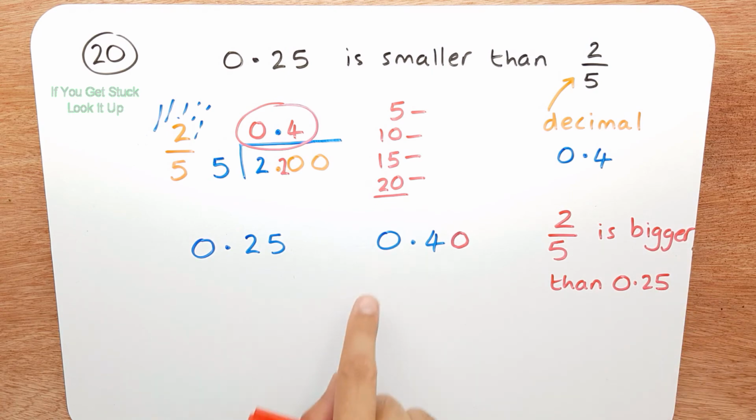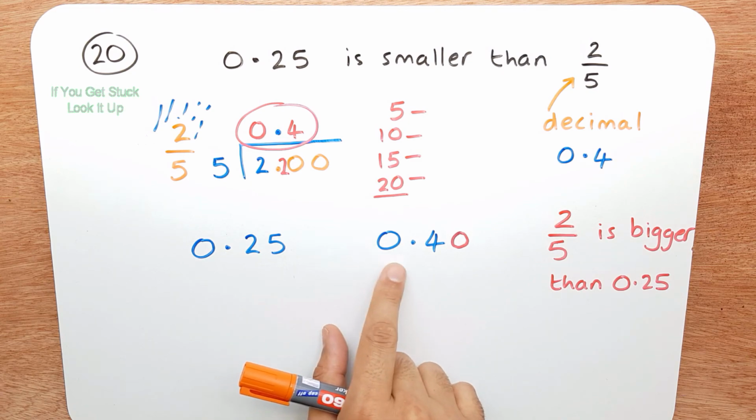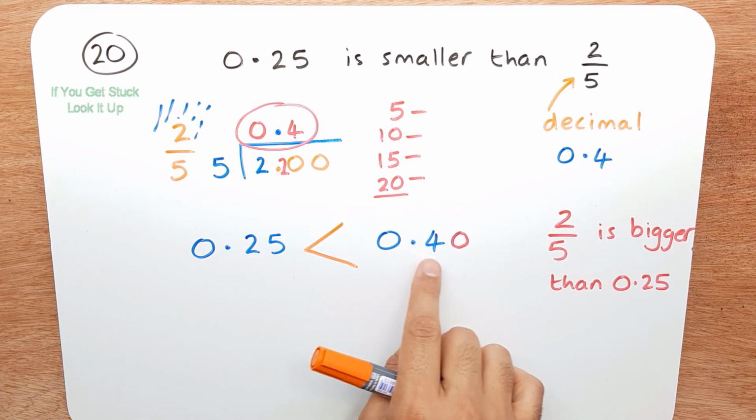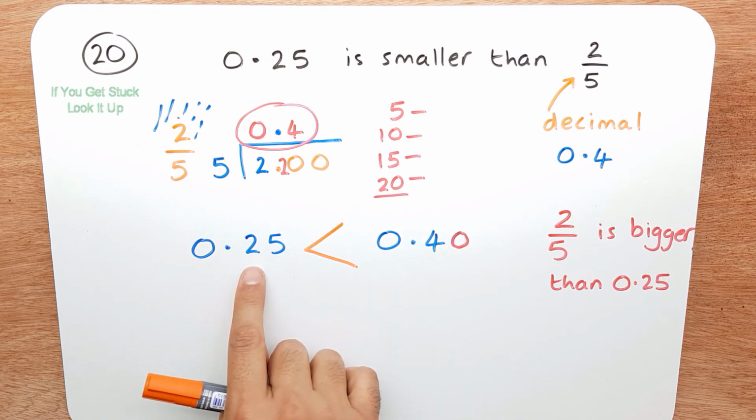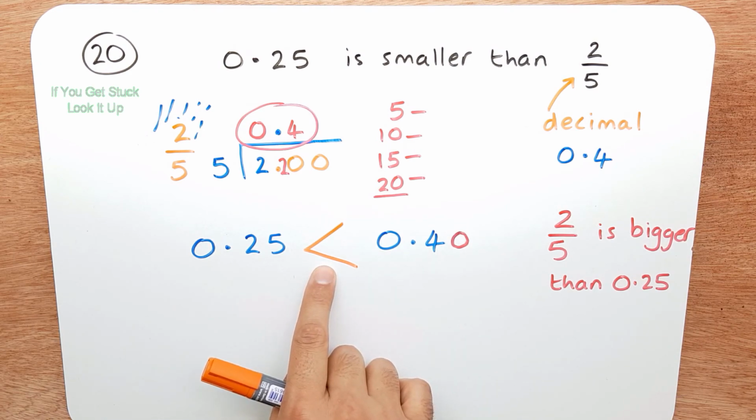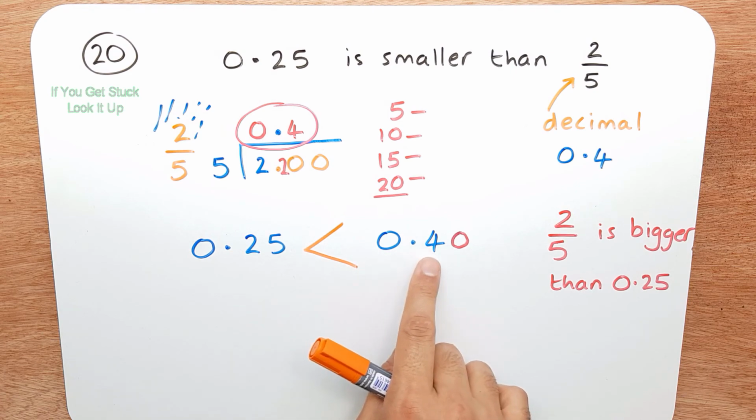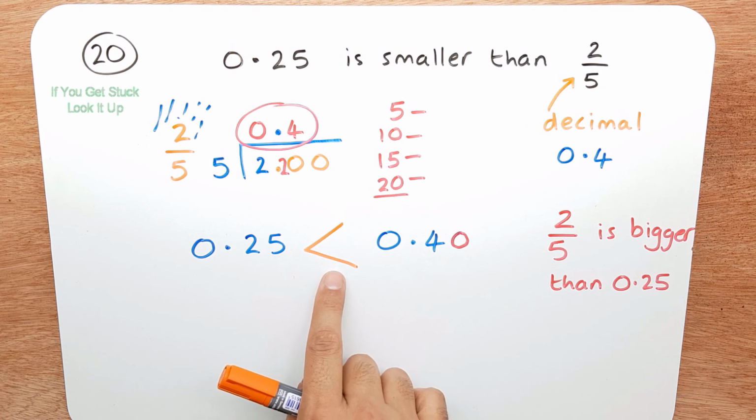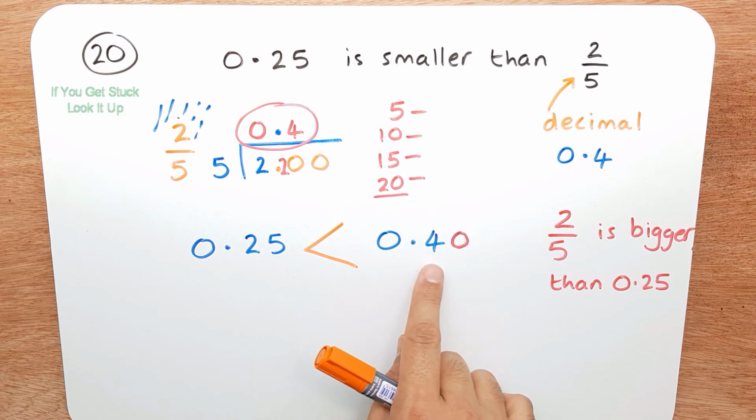0.25. Or if I use the crocodile symbol, and because the crocodile eats the larger number, it's going to eat the 0.4. So 0.25 is less than 0.40. Or you can say 0.25 is smaller than 0.40.